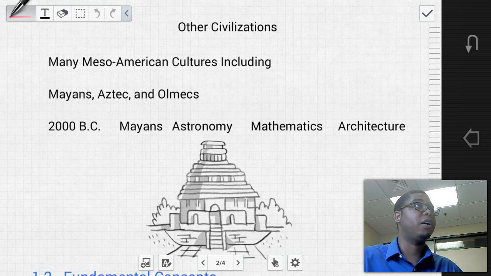A number of other civilizations developed, or are considered to have developed, mathematics and all the way up to statics and engineering principles independently.